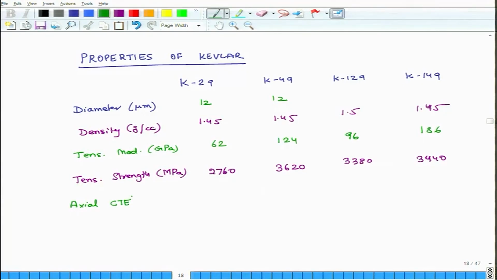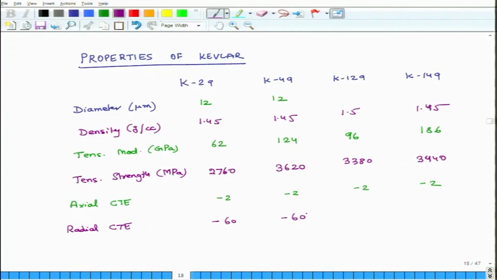Axial CTE, coefficient of thermal expansion in the axial direction, in the length direction, okay. It is -2, -2, pretty much the same. But here is the thing, radial CTE. If you heat Kevlar, it shrinks and you would think it will become fatter, but it becomes thinner also, okay. So, it is -60 and -60. Again, the units are 10 to the power of -6 per degree centigrade.